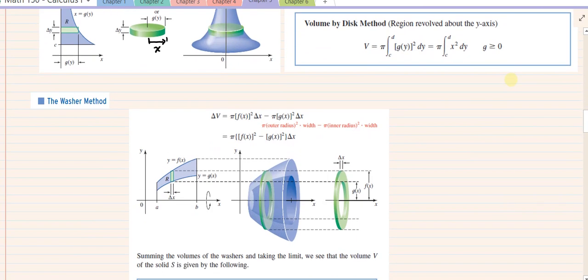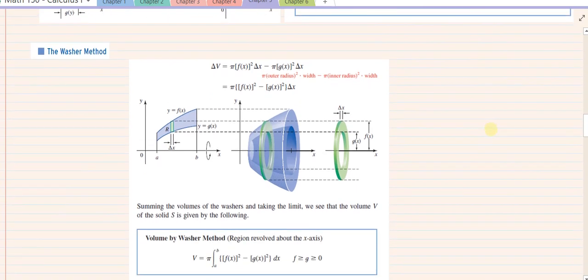Next method, we'll look at some exercises in a few minutes. Let's look at this next method. For this next method, it helps when there's a solid of rotation or revolution. Notice it's actually inside, there is a hole inside. So when there is a hole inside of the solid, we use this other method called the washer method.